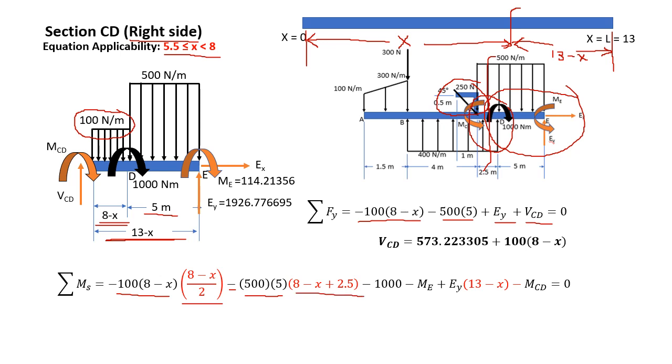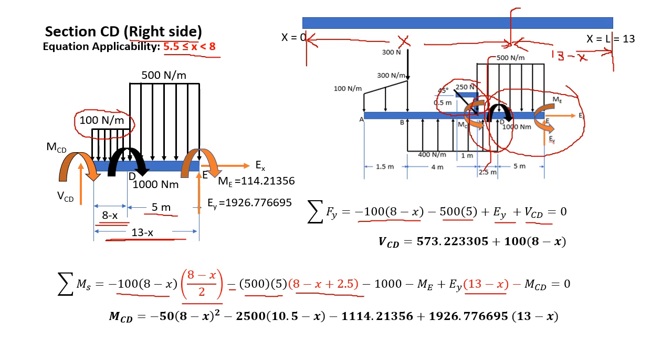And then we have the negative 1000 moment, the given moment. And then we have ME, also clockwise. And then EY would have a counterclockwise moment about the section. And the distance is 13 minus x. Don't forget MCD. And we can simplify now the equation. There.